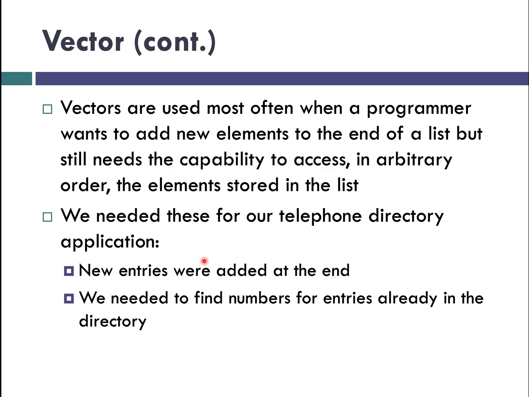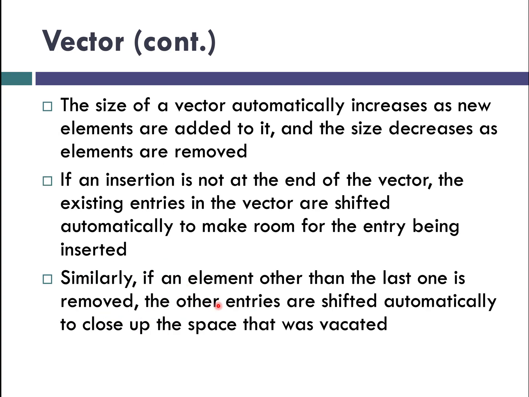If we wanted to create a telephone directory, we could add entries to the end, and if you wanted to find something in there, we could search through it. If an insertion for a vector is not at the end of the vector, then we shift everything after the element we want to insert, and then copy everything from that point down into a new spot, and then we'd have room for our new element in the vector.